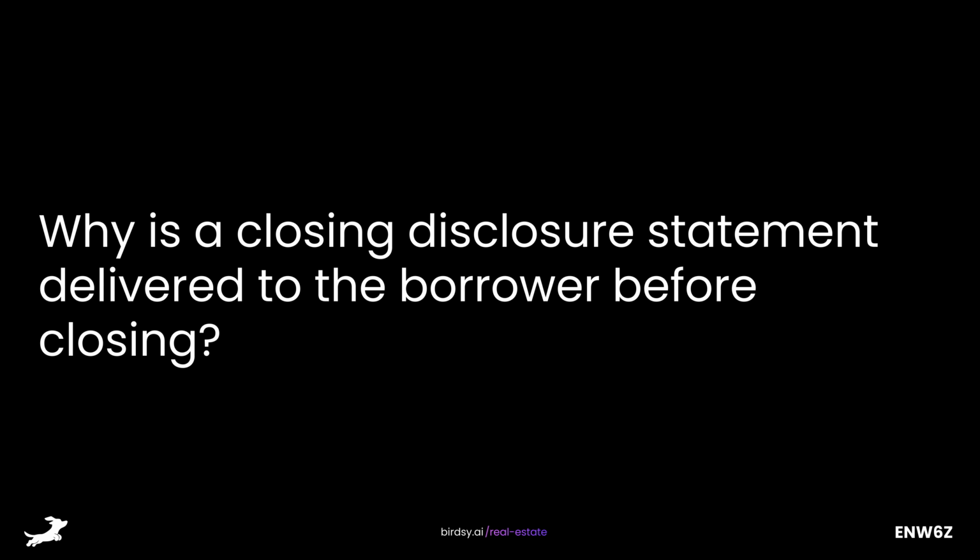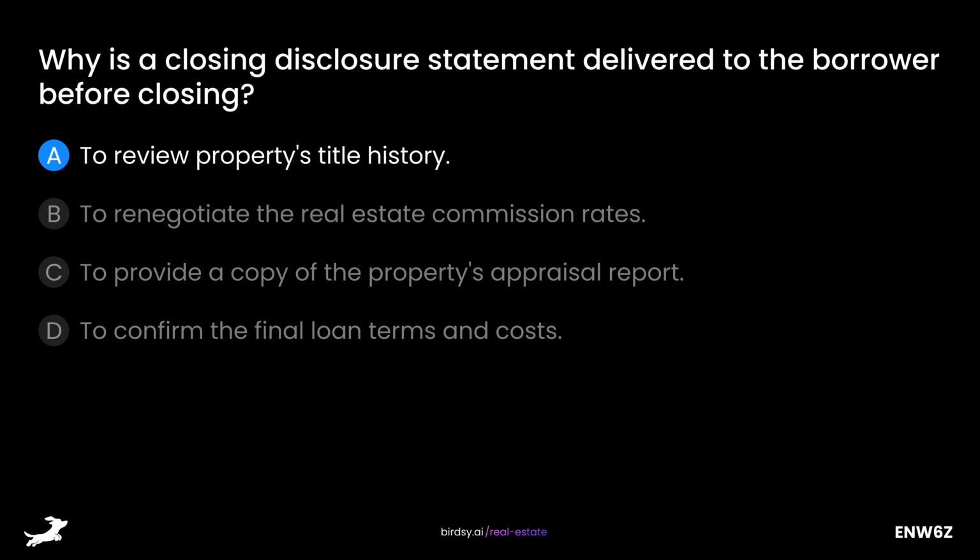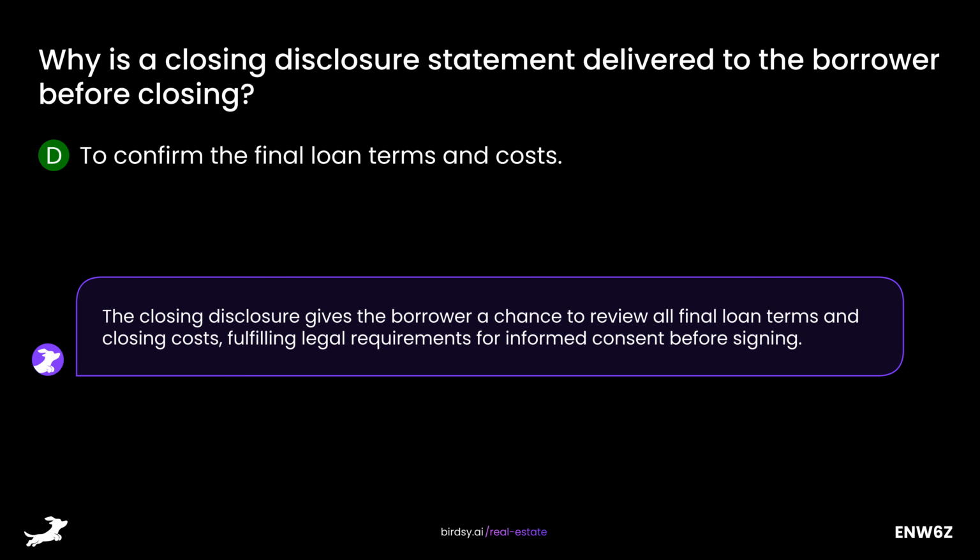Why is a closing disclosure statement delivered to the borrower before closing? Is it A. To review property's title history, B. To renegotiate the real estate commission rates, C. To provide a copy of the property's appraisal report, or D. To confirm the final loan terms and costs? The answer is D. To confirm the final loan terms and costs. The closing disclosure gives the borrower a chance to review all final loan terms and closing costs, fulfilling legal requirements for informed consent before signing.